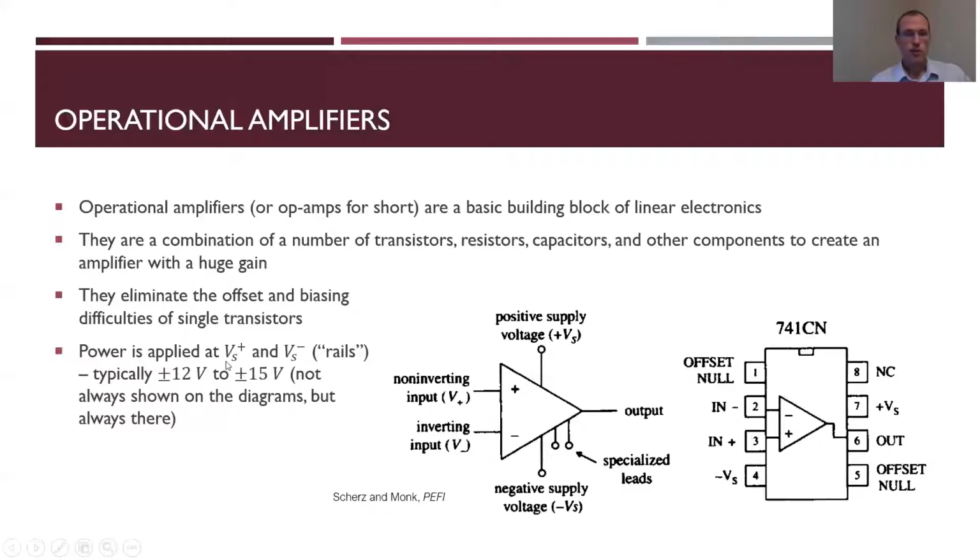Generally, your power is going to be applied at your VS plus and minus inputs. They're called rails, generally about 12 or 15 volts. These ones aren't always shown. Some usually just have a triangle with the 2 leads coming in on the left and the 1 lead going out the right. But these power connections have to be there again for this thing to work.